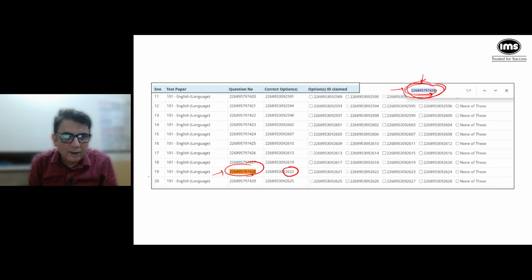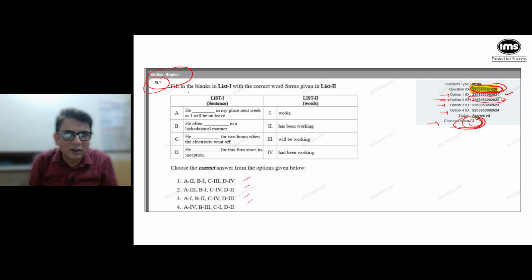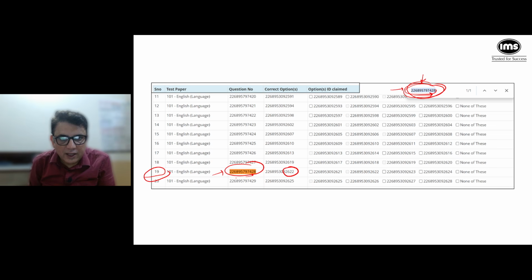So if you see, this is question number 19 displayed serial number, but in the question paper it is question number 1. So you don't have to match the question numbers, you have to match the question IDs and then see the correct options. So question ID, correct option ID, and whether you're correct, fine. If you're satisfied, fine. If you're not satisfied, you can challenge that the other option is correct.